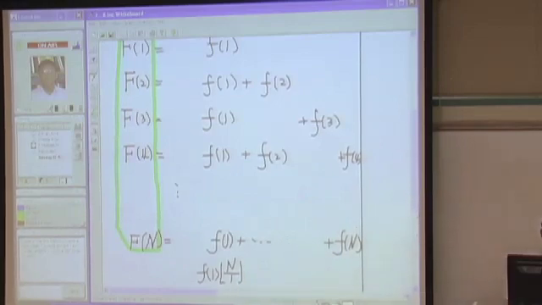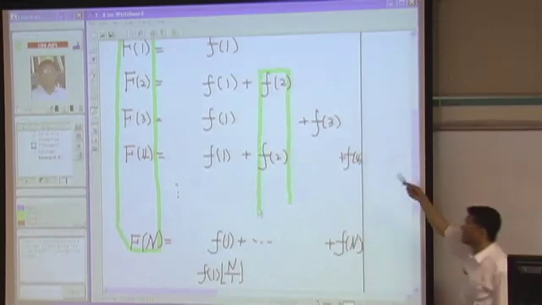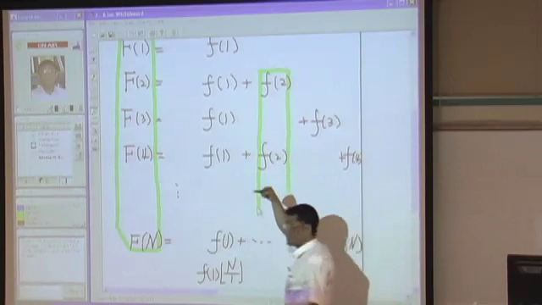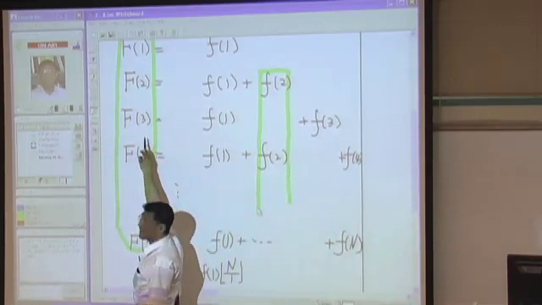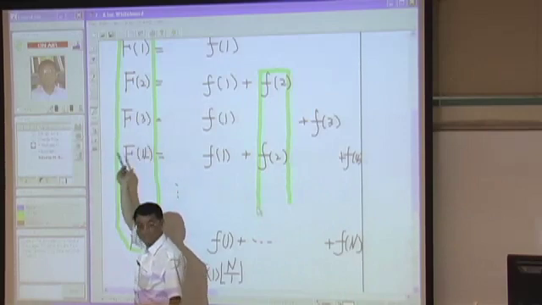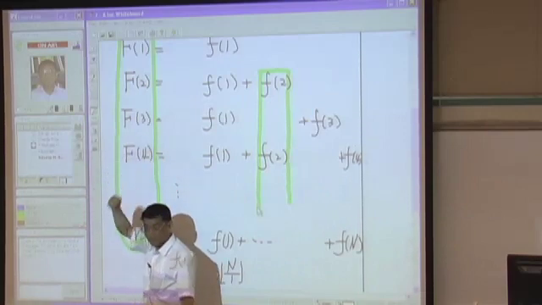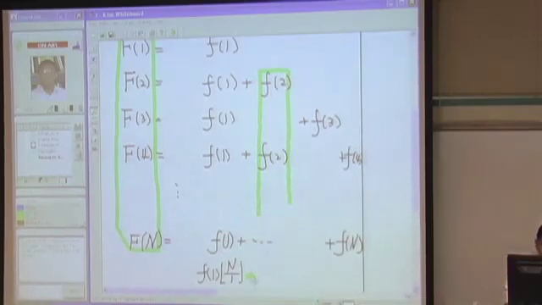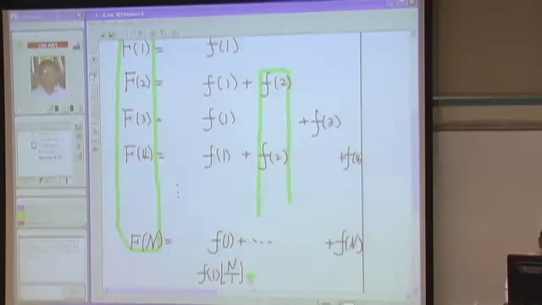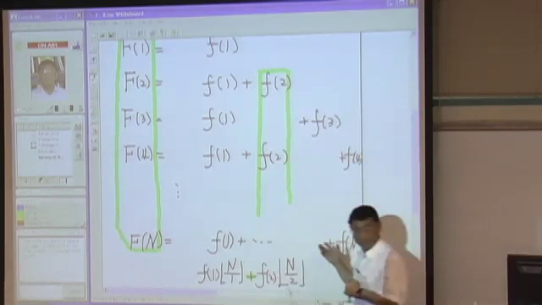And then I want to add the second column. Then the second column appears every other time, right? Because when we have odd n, we cannot have that 2. But when you have even n, we always have 2. So every other time. So how can you count it? So f of 2 appears total how many times? N over 2 times. Do you see it?